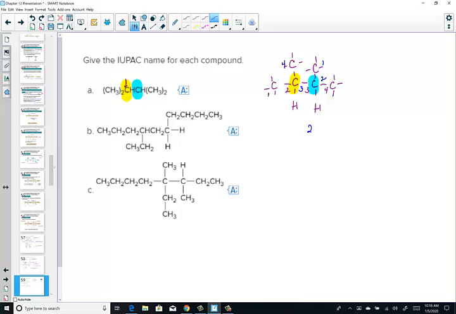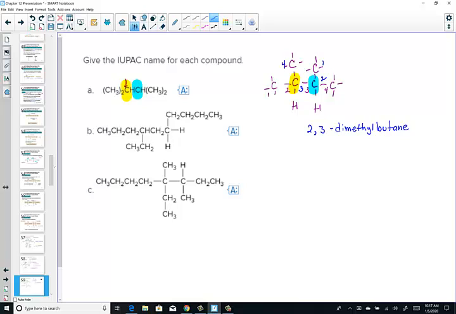At carbon number 2 and at carbon number 3, we have a methyl, in a 4 carbon chain, so that's called butane. 2,3-dimethylbutane.